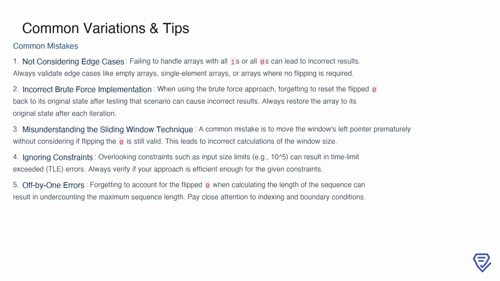Lastly, watch out for off-by-one errors. If you forget to include the flipped 0 when computing the sequence length, your result will be too short. Paying close attention to boundary conditions and indexing can help you avoid these pitfalls.